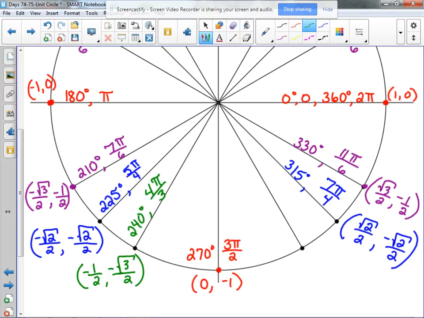And then our last angle over here is 300 degrees, or, totally blanked on it, 5 pi over 3. And this is going to be positive 1/2, negative square root 3 over 2, because our x coordinates are positive, our y coordinates are negative.